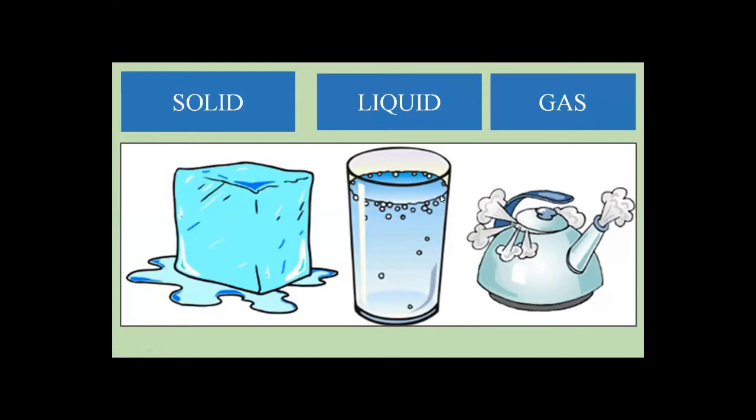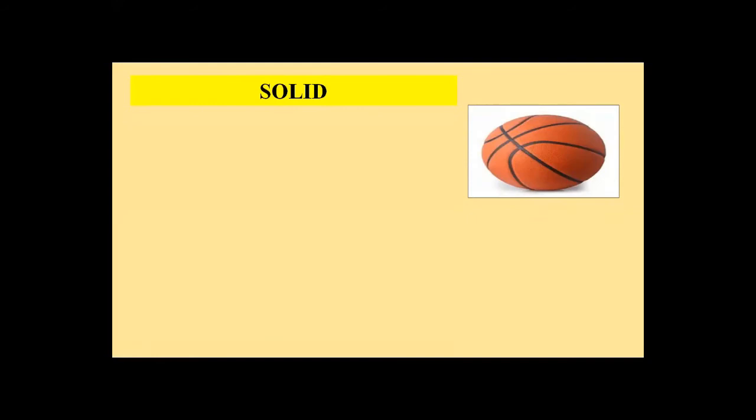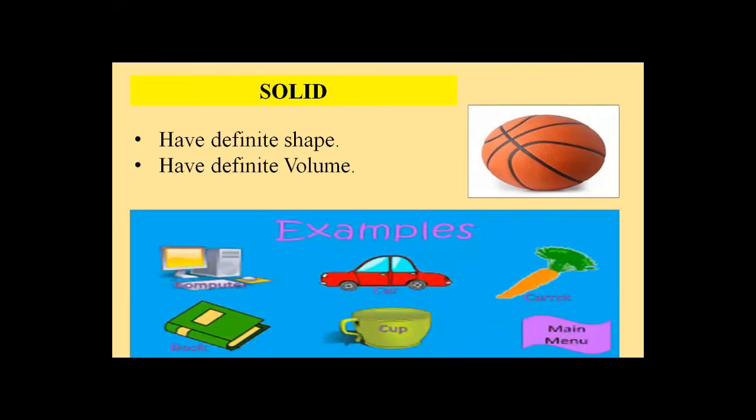So first we talk about what is solid. Okay, my dear students, solid. Yes, you can see the ball has a definite shape and a definite volume. The solid has definite shape, definite volume, and these are the examples of the solid.